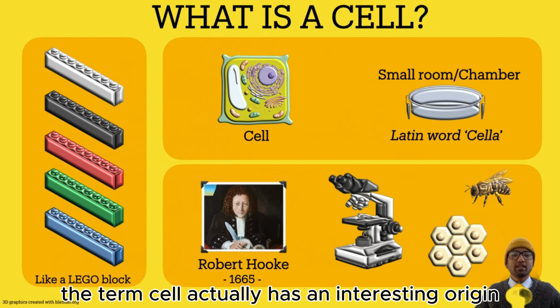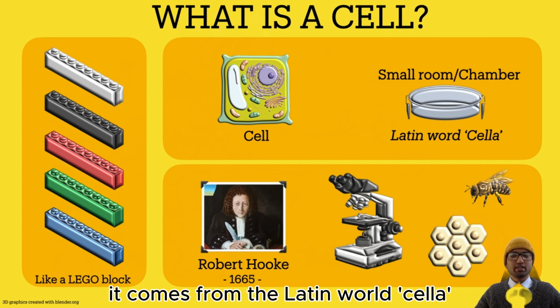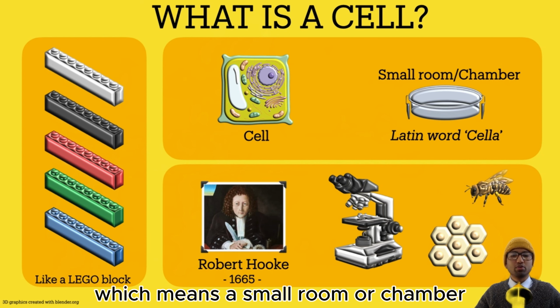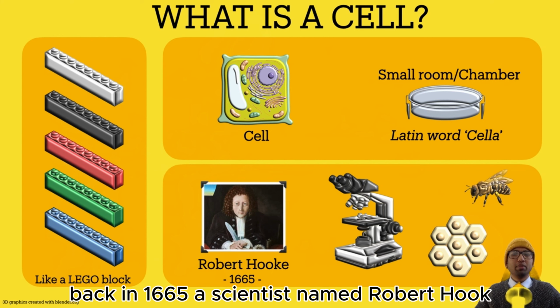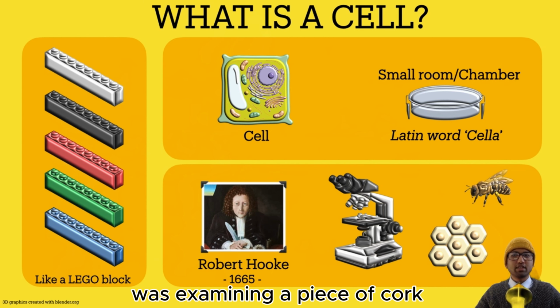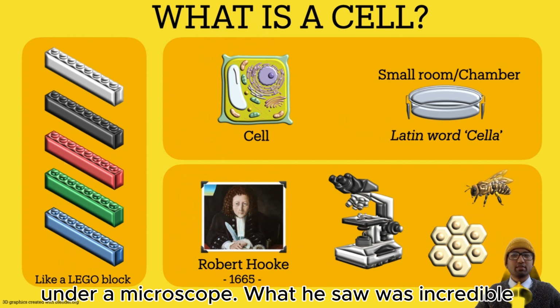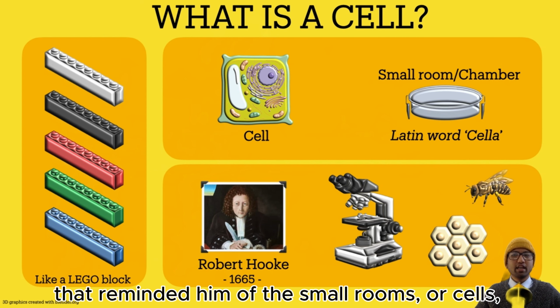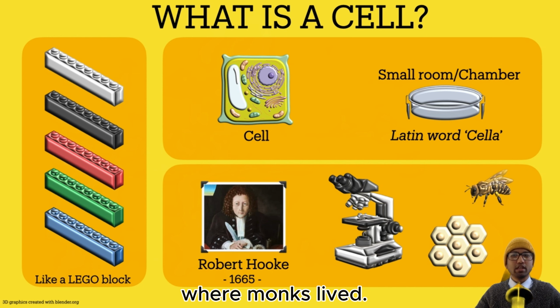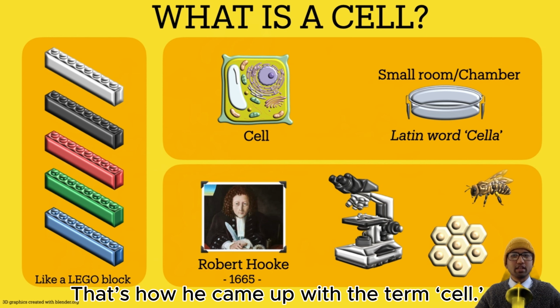The term cell actually has an interesting origin. It comes from the Latin word cella, which means a small room or chamber. And there's a fun little story behind this name. Back in 1665, a scientist named Robert Hooke was examining a piece of cork under the microscope. What he saw was incredible, a pattern of tiny empty compartments that reminded him of the small rooms or cells where monks lived. That is how he came up with the term cell.